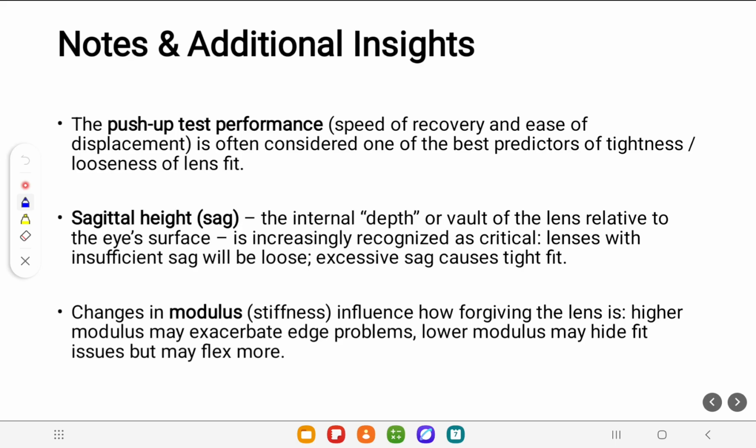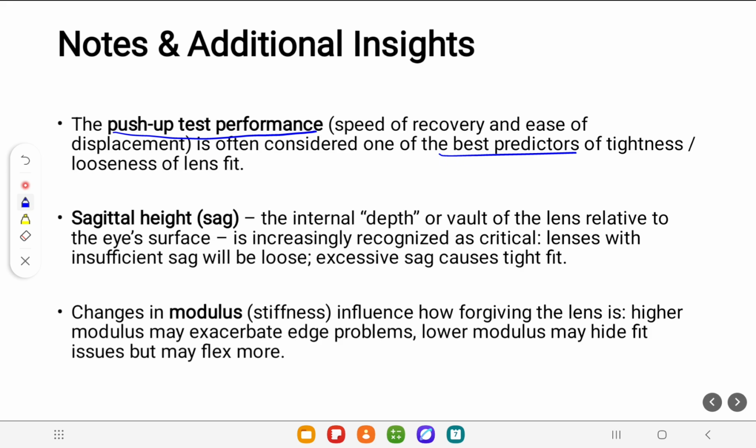So what are the additional insights? Not additional, we have already discussed it, but I want to discuss it with you. The push-up test performance, I already told you one of the best tests is the push-up test. So speed, recovery, and ease of displacement are most important. It is one of the best predictors of tightness. It's very important that you get mastery of the push-up test, especially the lower lid push-up test. We do the lower lid push-up test because we want to distinguish between optimal and tight fitting, not loose fitting. Loose fitting is very, very easy.